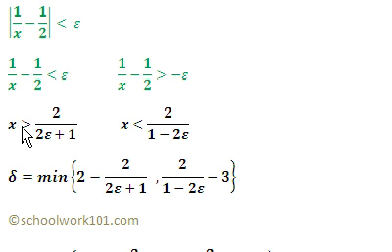And therefore this says x has to be greater than 2 over 2 epsilon plus 1, and x has to be less than 2 over 1 minus 2 epsilon. So you want to set these up. Now remember, you flip the sign and then make this negative and then solve for x in this problem here. But we're going to let delta equal the minimum of these two right here. Minimum of either one of these.